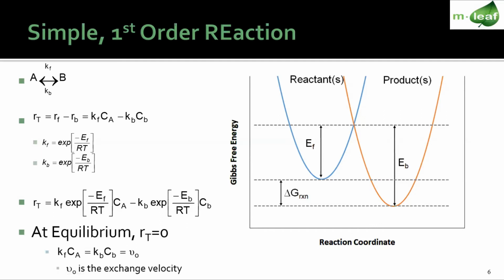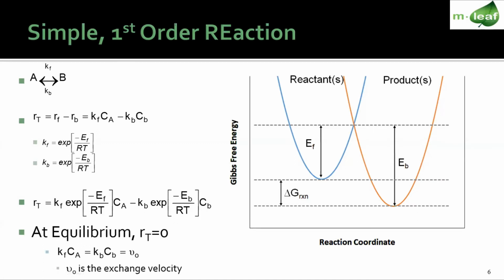Now, we talked about equilibrium a little while ago, and again, we said at equilibrium, this means that the total reaction rate is equal to 0. And that really just means that the forward reaction rate constant times Ca is equal to the reverse reaction rate constant times Cb. But this is actually given a name, and it's something we don't talk about a lot in our class, or in most kinetic classes, quite frankly. And this is defined as V0, or the exchange velocity.